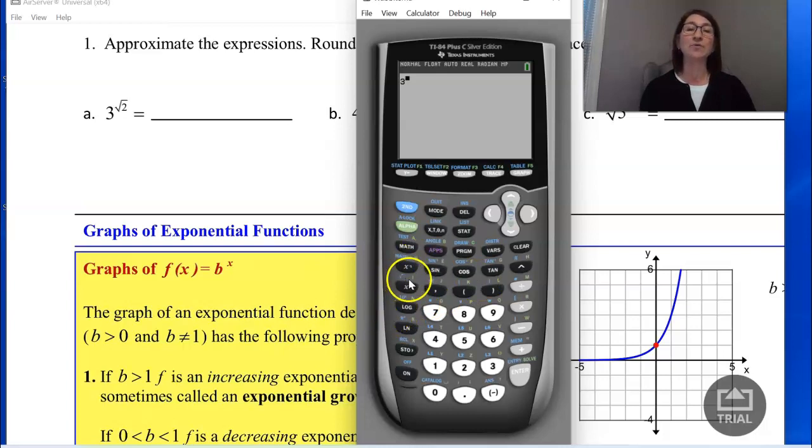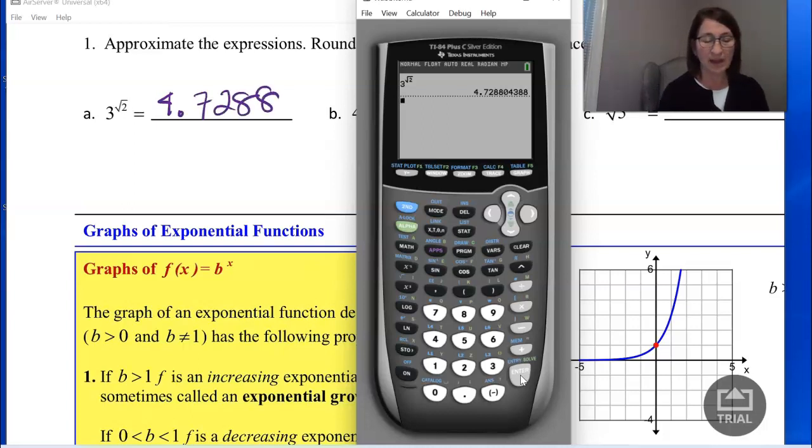My square root sign is right here on my calculator. To access that function, I hit second, and then this x squared key. That gives me my square root, and then I can put in the radicand of 2. Now I just hit enter, and it gives me my decimal, which is going to be rounded to 4 decimal places. So I get 4.7288, and then there's a 0.